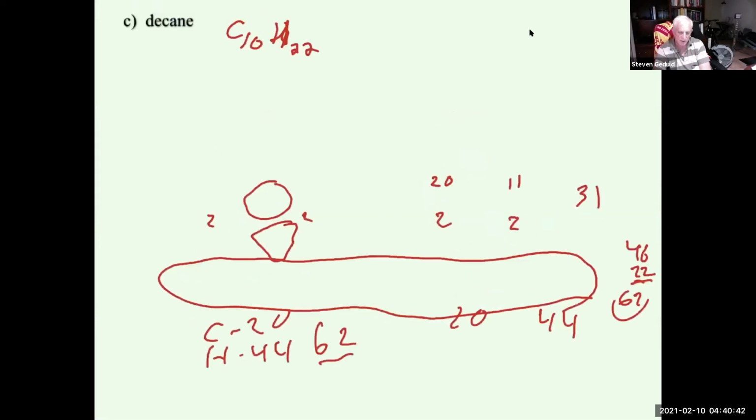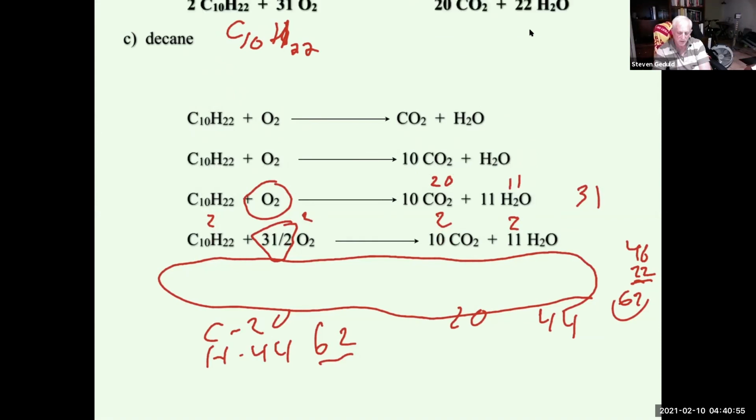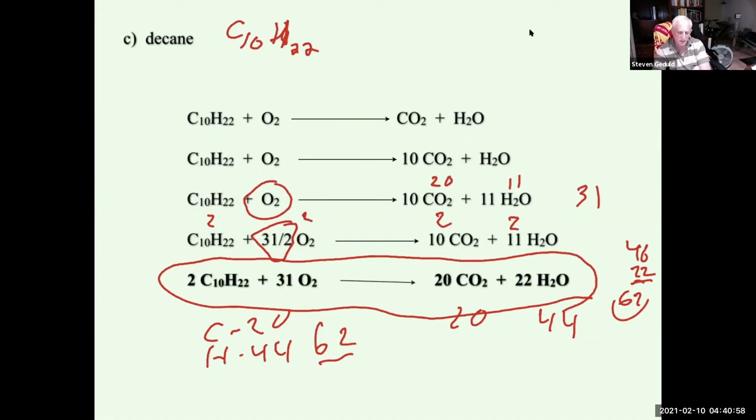Why did that go back again? This computer's definitely having a hard time. Go back to decane. And then we did octane.